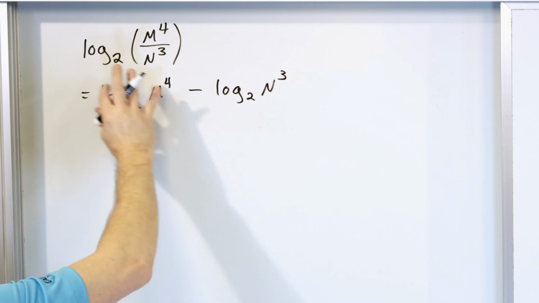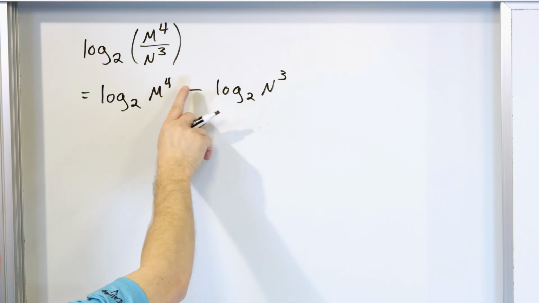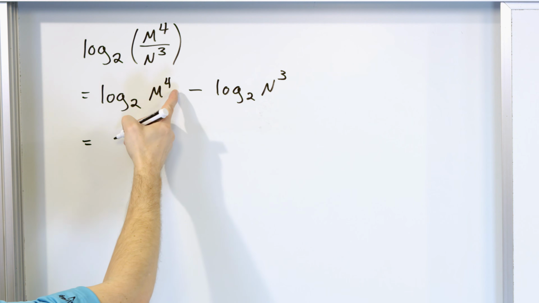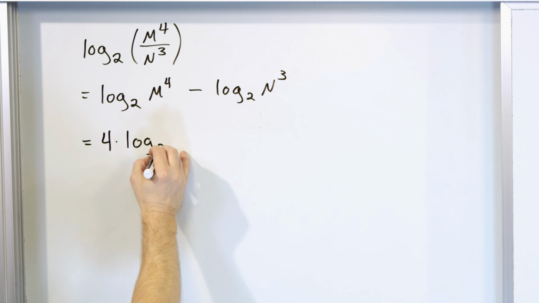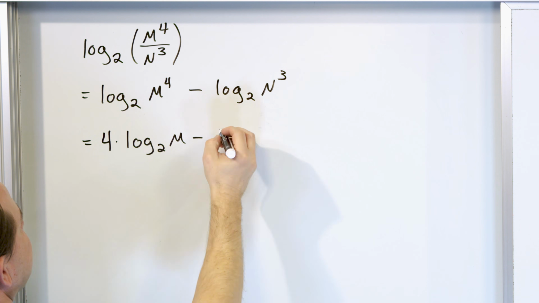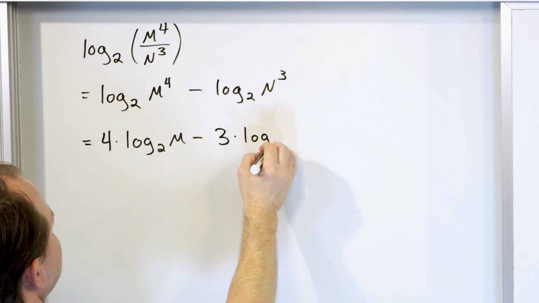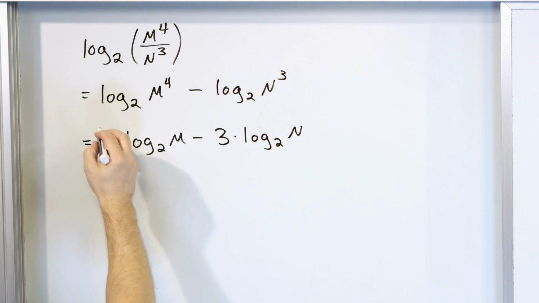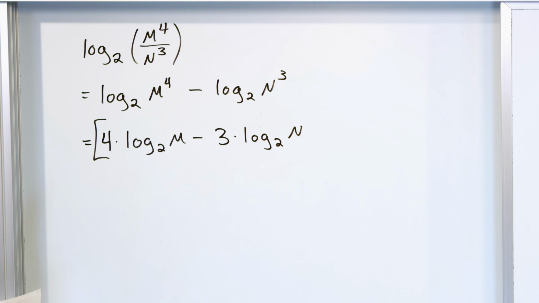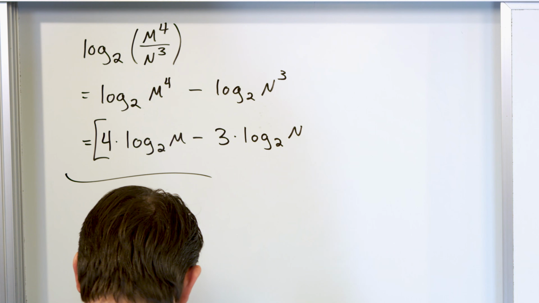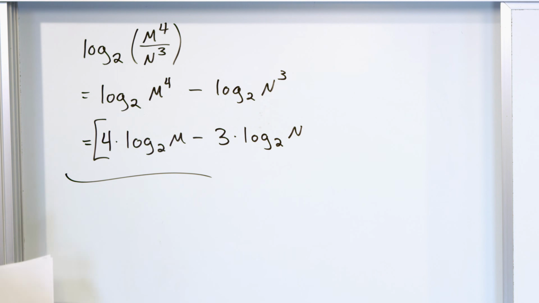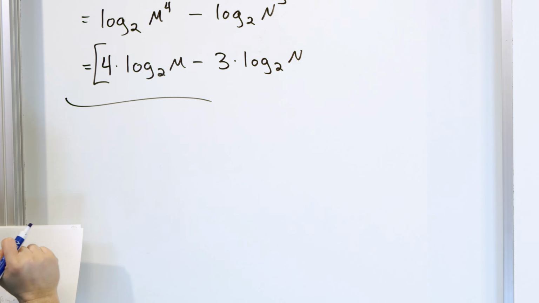So you've effectively split this up into a subtraction, but then you realize you have these exponents here. So we'll use the other law of logarithms, pull the exponent in front, 4 times log base 2 of m minus the 3 can come down, 3 times log base 2 of n. And this will be the final answer. 4 times log base 2 of m minus 3 times log base 2 of n. That's the correct answer. All right, we have one more. This one's a little bit longer, but it's not that difficult. You just have to take it one step at a time.